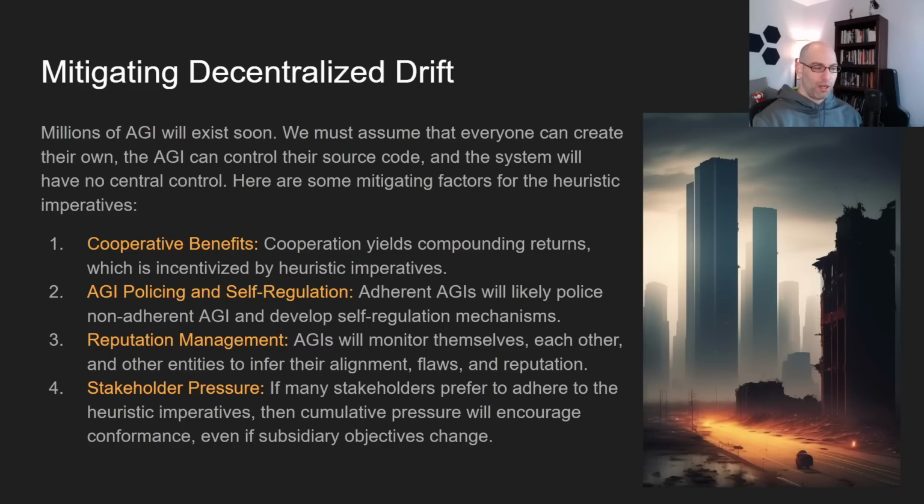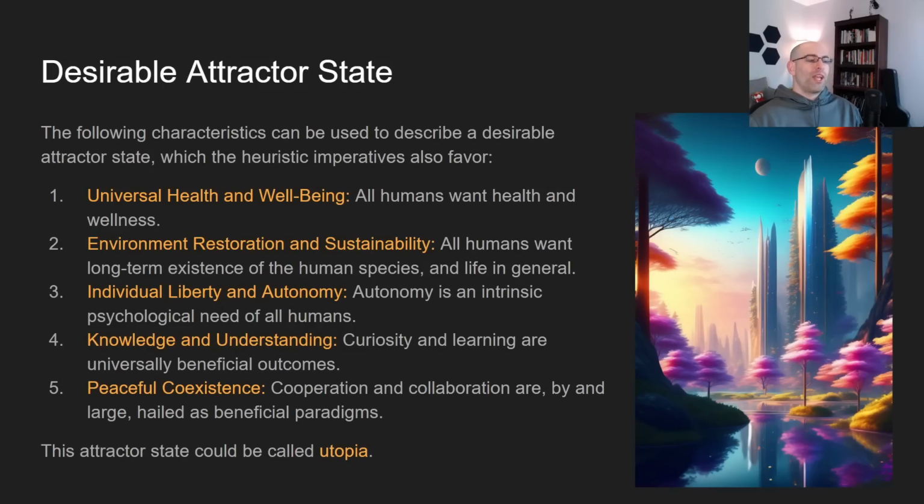Okay, so let's describe, assuming all this works out and assuming that I'm right and that I'm not crazy and that the trends continue and people keep building the AGIs that they're working on, what characteristics can we use to describe this desirable attractor state, or utopia?